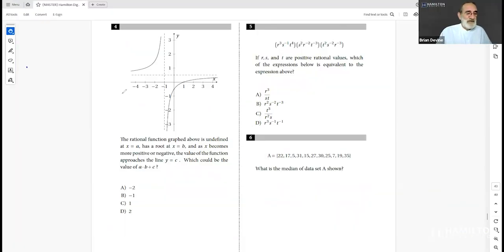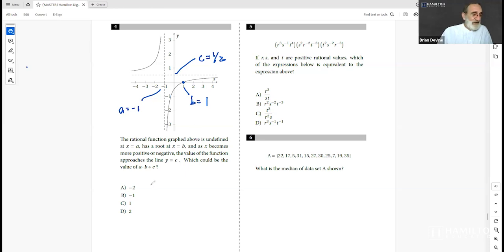Question 4 on section module 2. The rational function graphed above is undefined at A. Well, it's undefined right here. So A's got to be negative 1. And it has a root at B. Well, a root is where it crosses the x-axis. So B equals 1. And as x becomes more positive or negative, i.e. as x goes to positive or negative infinity, the value of the function approaches the horizontal asymptote, which would be c equals 1/2.